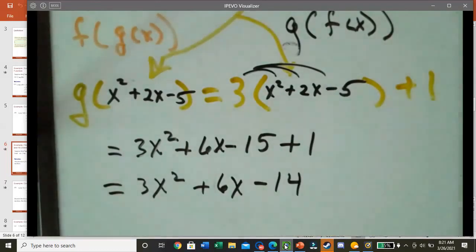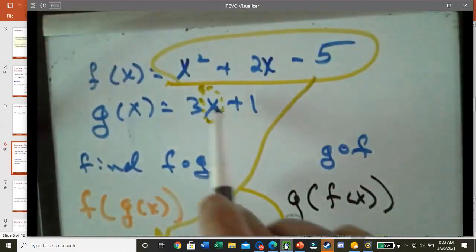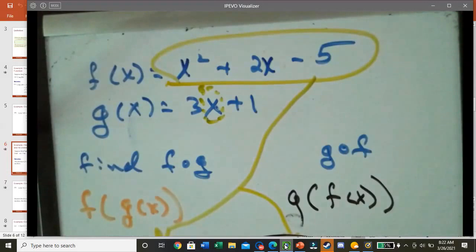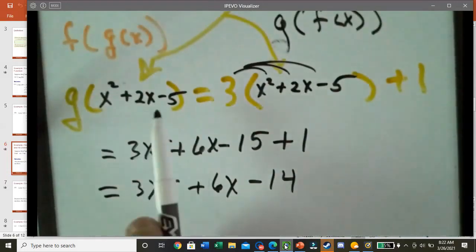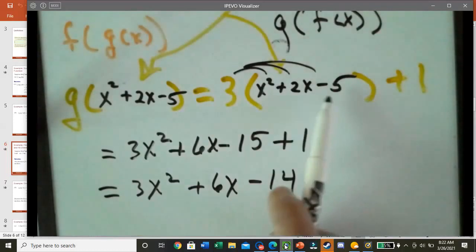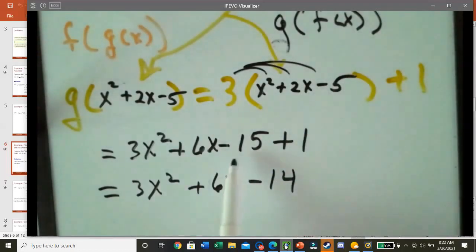Okay, so this is what you should have ended up with. So we said that we're taking the g of x, like we're cutting the x out, put parentheses, and we put the f of x in there. So that'll be x squared plus 2x minus 5, and distribute that 3. And we end up with 3x squared plus 6x minus 14.